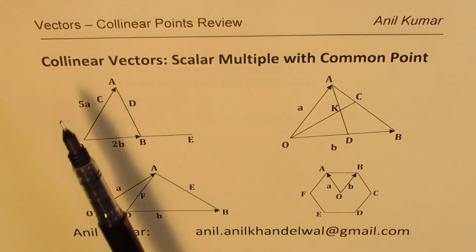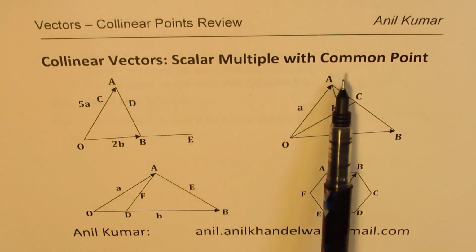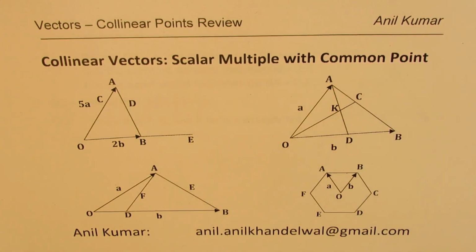As I have written here, collinear vectors will be scalar multiple with a common point. Now it is very important to understand that scalar multiples will tell you that the vectors are parallel, right? But if they have a common point, then all the 3 points are in the same straight line, right? So that is what we mean when we say collinear points. Perfect. So that is a basic concept.